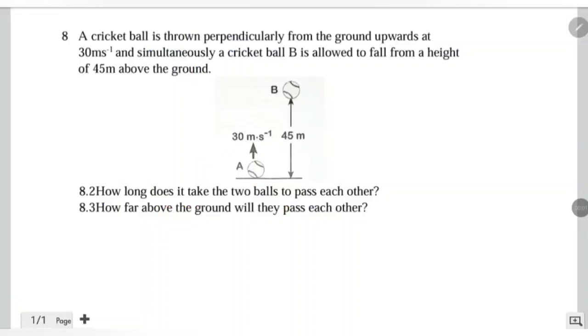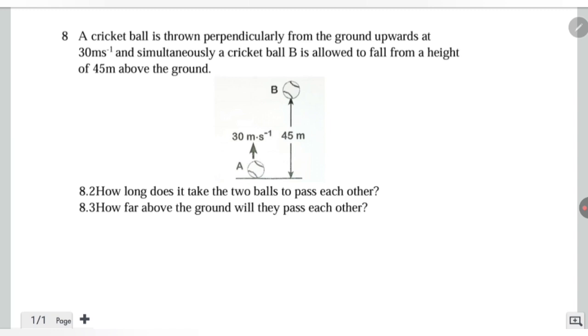If you look at this question, we have two cricket balls A and B. A is moving upwards with a velocity of 30 meters per second, and B is falling from a height of 45 meters above the ground. So we need to calculate how long it takes the two balls to pass each other.